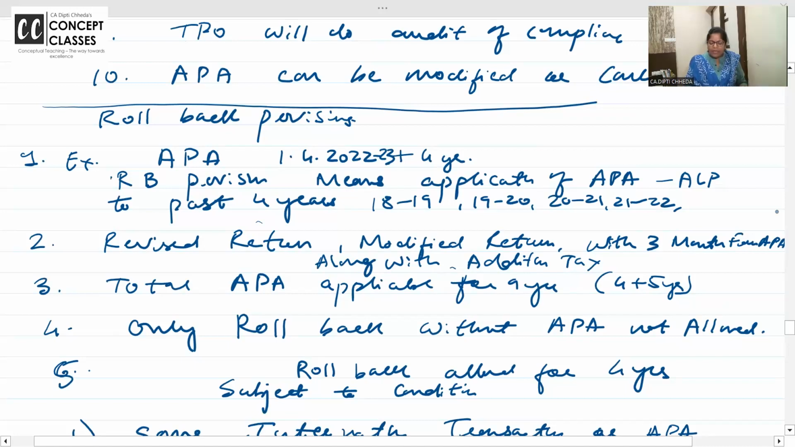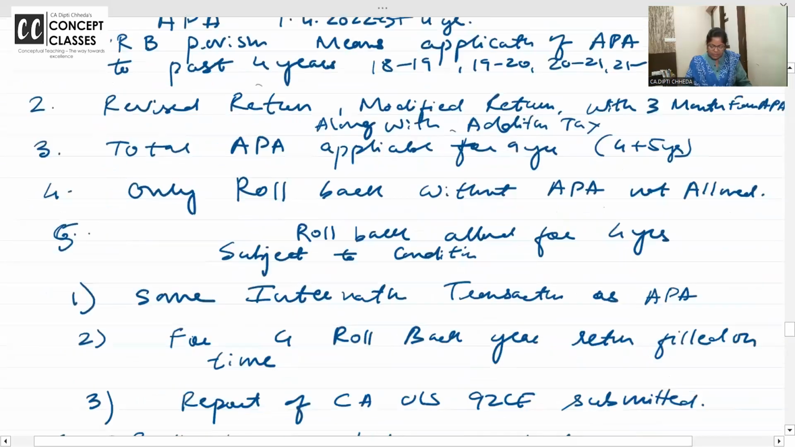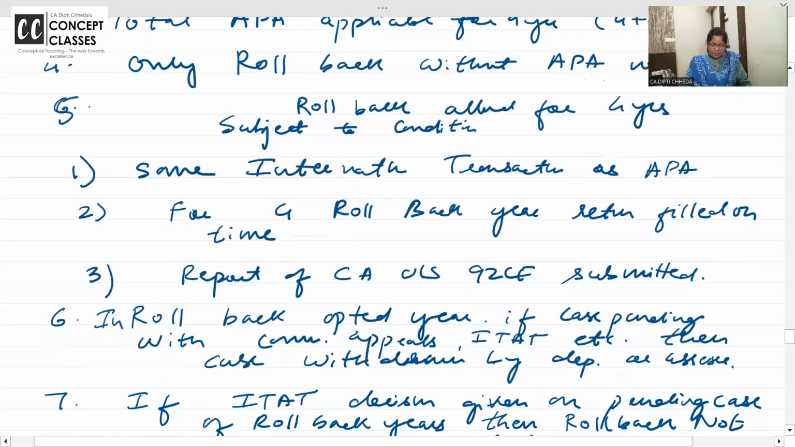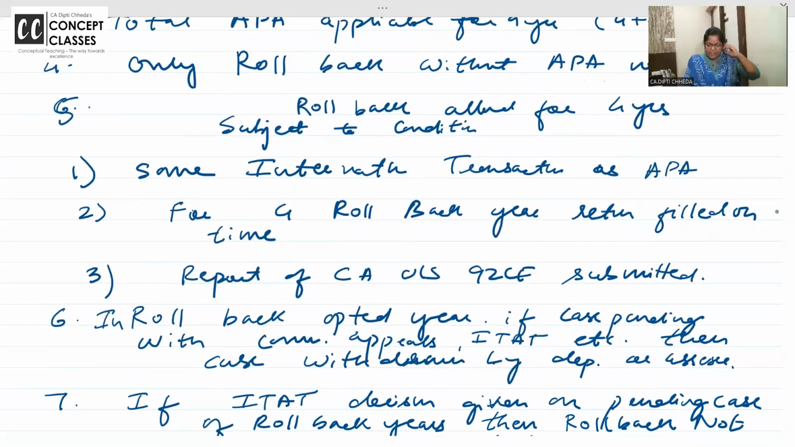Okay. You need to file a modified return within 3 months from where the advanced pricing agreement is coming into application, and you have to pay the additional tax also. Only rollback without advanced pricing is not allowed. Rollback is allowed for 4 years subject to condition. See, when you are going for rollback transactions along with advanced pricing, it should be the same international transaction, the same transaction. Then only the same pricing is there, and you need to submit a report of a CA also.